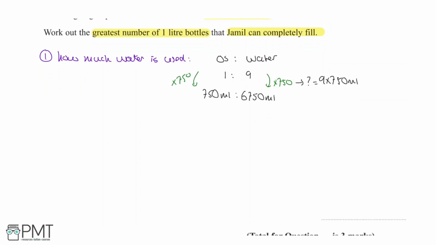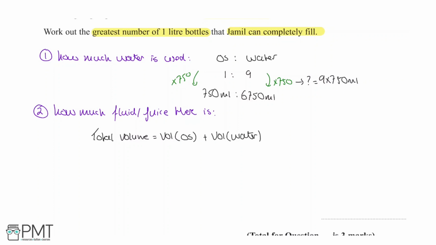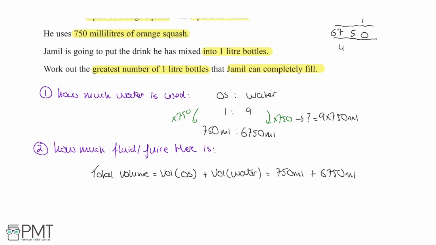The next thing to do is to work out how much fluid there is. This is going to be the sum, so total volume is the volume of orange squash plus our volume of water. First we should start with the volume of the orange squash, which is 750 milliliters, plus 6,750 milliliters of water. In the corner here, I'm just going to add these using column addition.